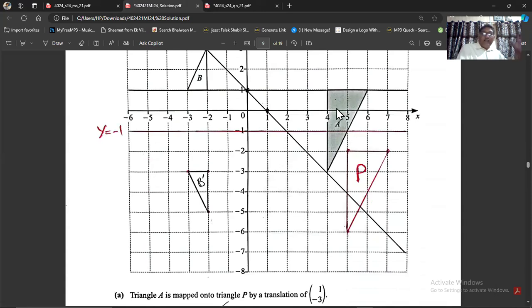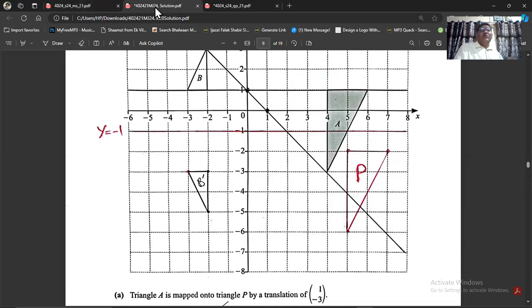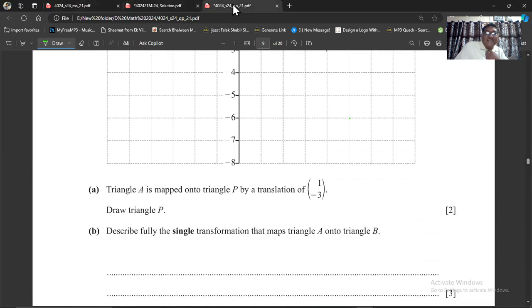So this triangle has basically moved one step to the right and then 3 steps down. So you reach here. So this is your triangle P. Let me show you. Here he has given you 5 comma minus 2, 7 comma minus 2, 5 comma minus 6. He's giving you the coordinates of that triangle P. So I hope you understand this, how this translation is done.